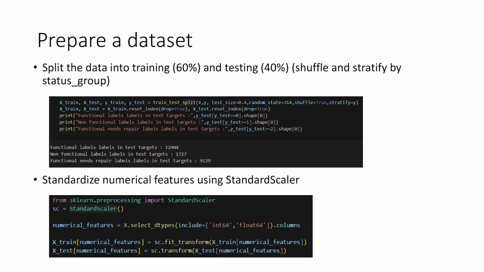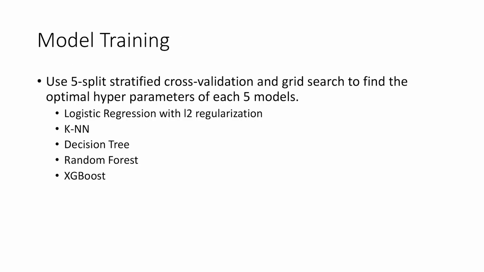Then, we split the dataset into training and testing sets, 60% for training and 40% for testing. We shuffle and stratify the split by status group to maintain the balance among target classes. Finally, we standardize the numerical features using standard scaler so that all the features have a similar scale.